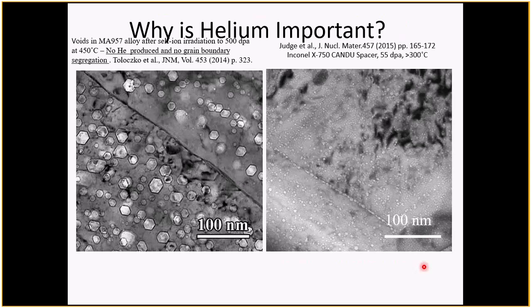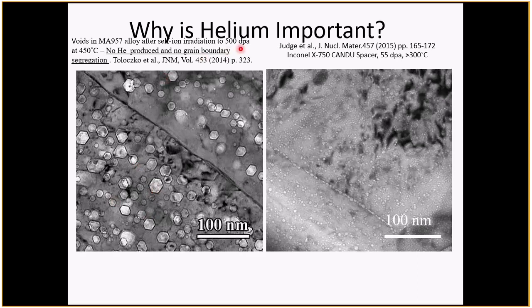So why is helium important? Here's just an example showing voids that form in an iron-chrome-nickel alloy. In this particular case, this is a ferritic martensitic steel, I think, irradiated at a high dose and high temperature, but with self ions, so with Fe ions. So you're irradiating this thing with ions, and of course you're not going to be producing any helium.